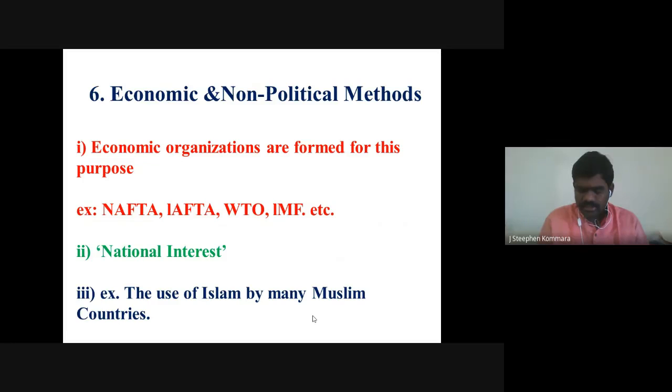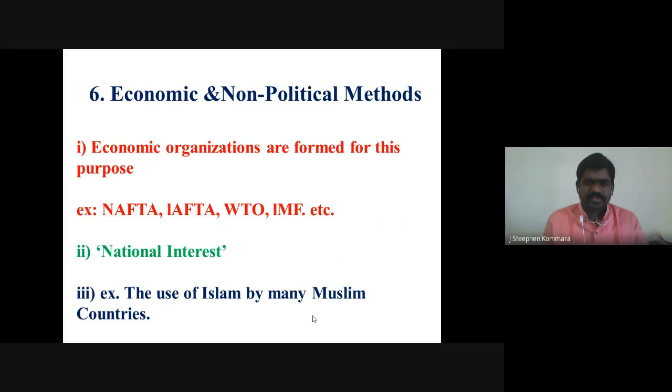Economic and non-political methods are adopted by various nations to achieve their foreign policy objectives. European Union, NAFTA, IAFTA, World Trade Organization, International Monetary Fund, World Bank. These are all economic organizations. These types of international economic organizations are helping the poorer countries. So it is one of the non-political methods. So economic methods will be discussed in detail in the next class. Okay, national interest.